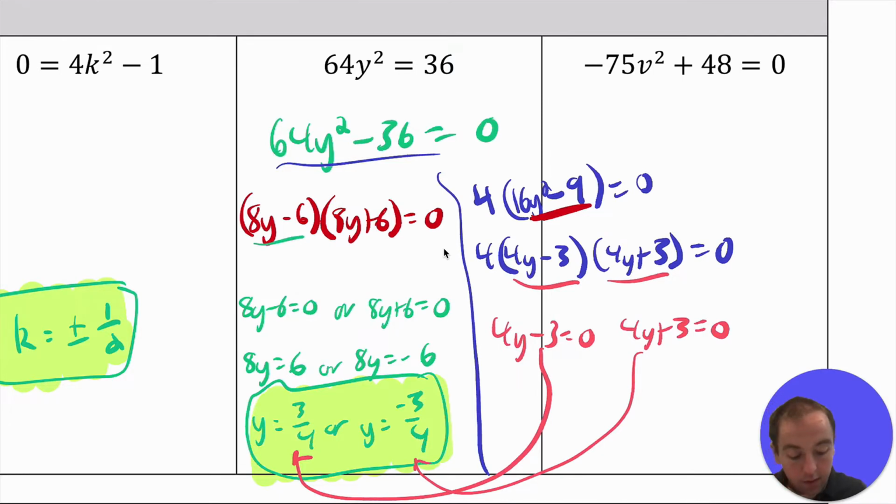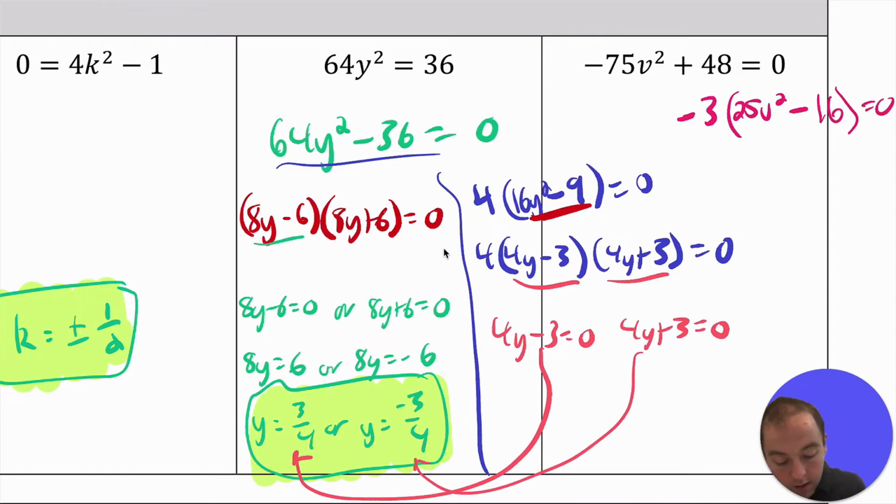And then the last example in this row, if we check for a GCF first, I believe 75 and 48 are both divisible by 3. But also, if you notice the negative coefficient of the v squared, it's really nice to factor out a negative. So if we factor out negative 3, we're left with 25v squared, and the 48 has to turn into a negative 16, and it turns out that negative 3 times negative 16 is that positive 48.